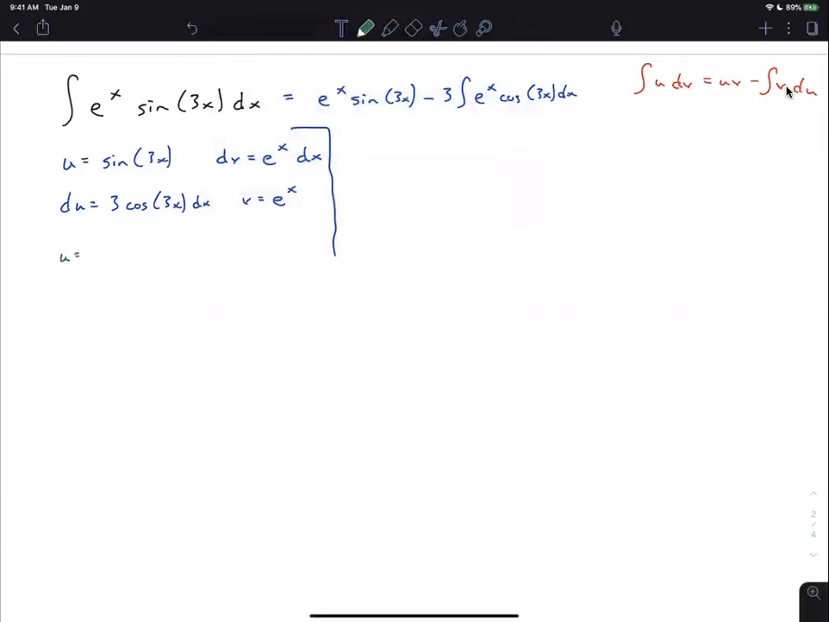I'm going to set up u as cosine 3x. It turns out, we'll talk about that in a second. So it turns out we have to do it this way this time, but we get that.